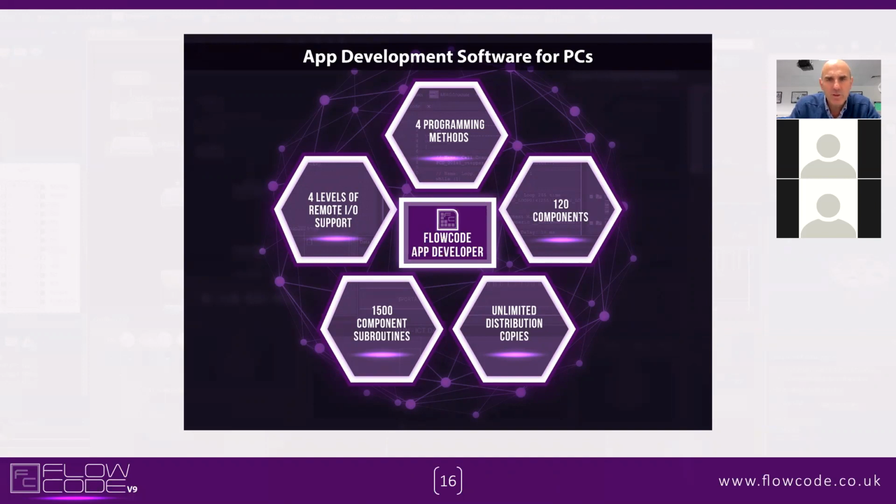To use these pieces of hardware, you need an application programming interface again. And we support 4 different levels of remote input-output device with application programming interfaces. I'll show you some of those in a moment. There are 4 programming methods. There are around 120 components, but that's growing, with around 1,500 component subroutines. Flowcode App Developer allows you to create these systems, and then export the software as a Microsoft executable. So you can then distribute that software.